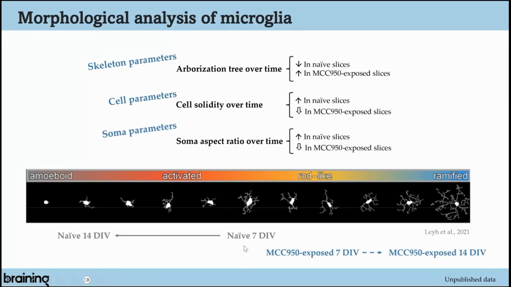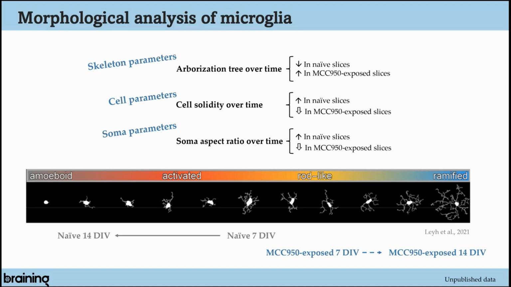So in our system, it seems that the naive slices go from this hyper-ramified state to an amoeboid one, while the MCC-exposed slices have an increase in the arborization tree, and also a decrease in cell solidity and the soma aspect ratio. So it seems that they go to this side, either acquiring a rod-like shape, or some of them probably even become resting microglia again. So this is ongoing work. We're still exploring this morphological analysis.